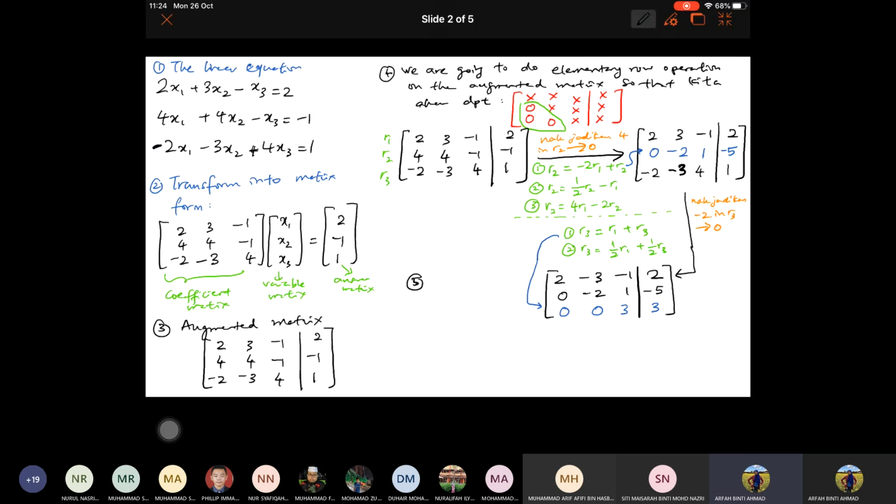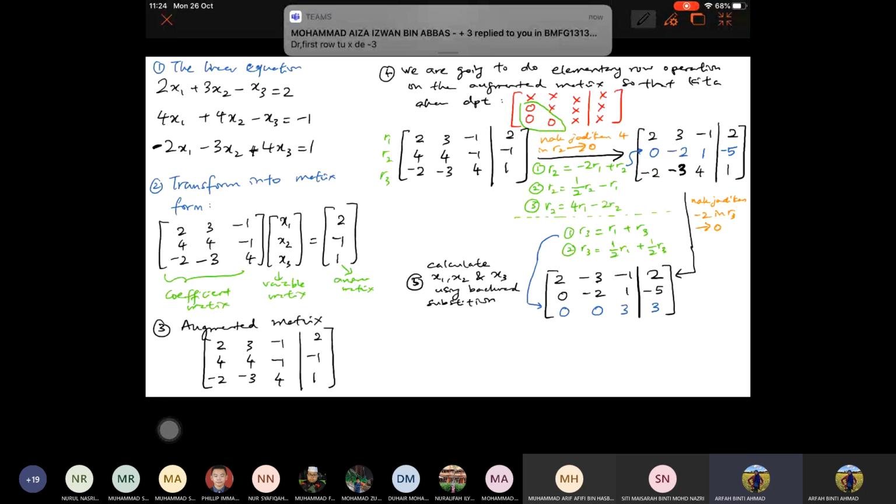The last step, langkah kelima, calculate x1, x2 and x3 using backward substitution. Why backward? Sebab kita cari daripada x3 dahulu.